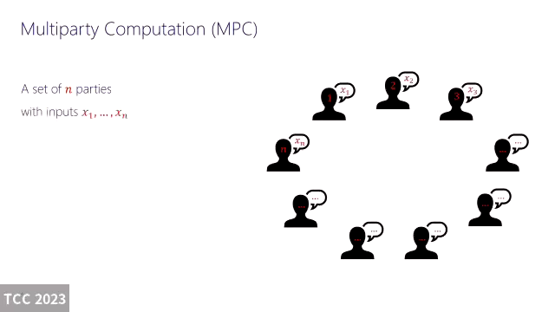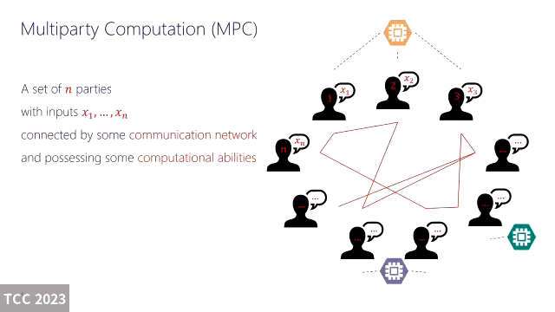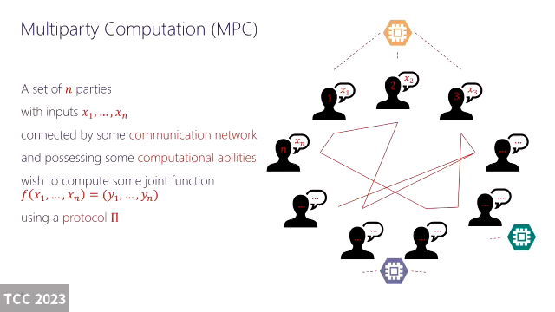So let's begin. As you have already seen, MPC involves a set of N parties, each with their private inputs, connected by means of some communication network, which we usually assume to be complete, and possessing some computational abilities, which could be local computation or access to some hybrid functionalities. These N parties wish to jointly compute some function f on their private inputs to receive outputs y1 up till yn, respectively. They do so by invoking a protocol pi, which potentially makes use of the communication network and the computational abilities. We will assume for today's talk that the protocol works in discrete synchronous rounds.